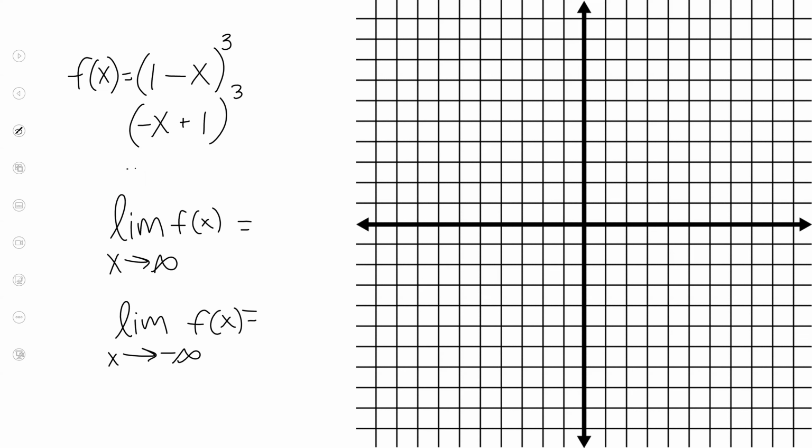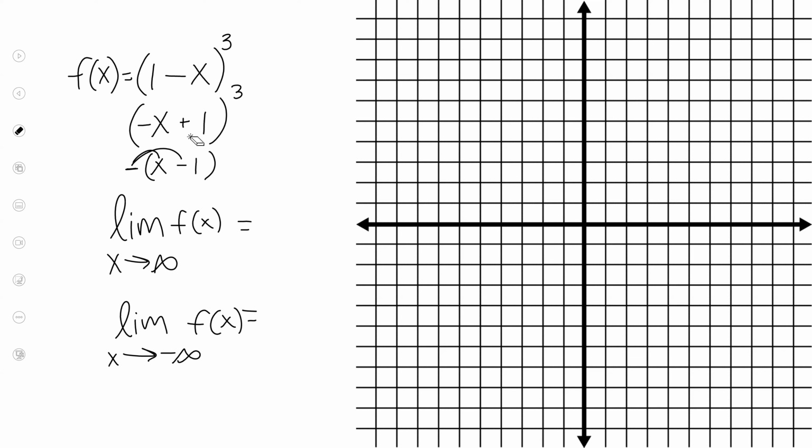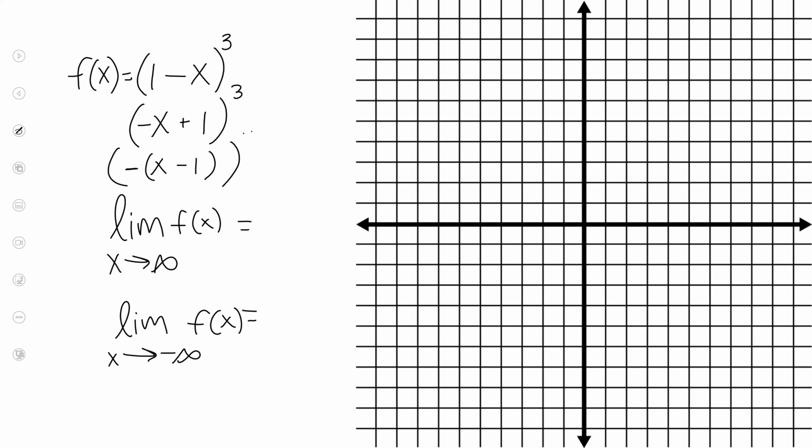I'm going to factor out a negative. When I factor out a negative, what does this become? X, good. And what is this? Negative. Exactly. Because if I distribute it, I get negative x again. Distribute it, I get a positive 1 again. So we're not changing the value, we're just changing the format. Okay. And then, of course, we have a cube.